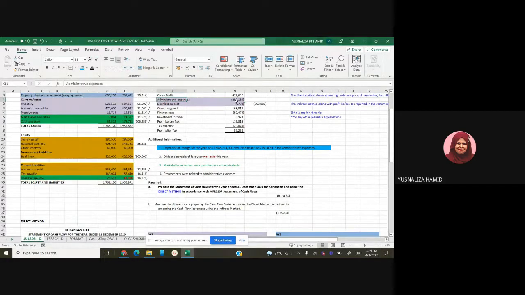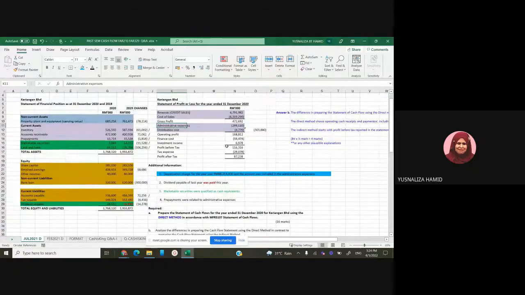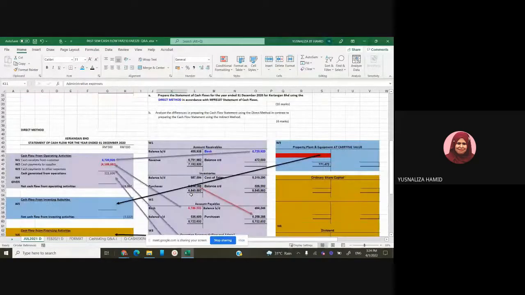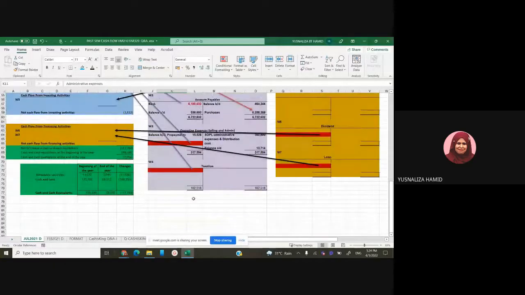Here you are informed that out of the 299,110, 88,214 million was related to depreciation. So you need to remove it. To remove, you will have to go and remove from here. So you will put the depreciation here. Yeah, so you remove. And I put blue because that was non-cash.